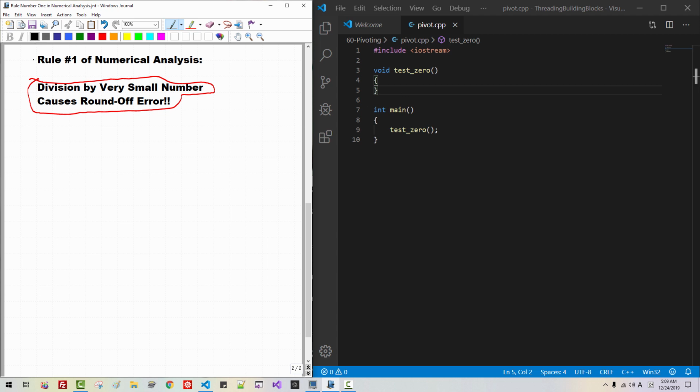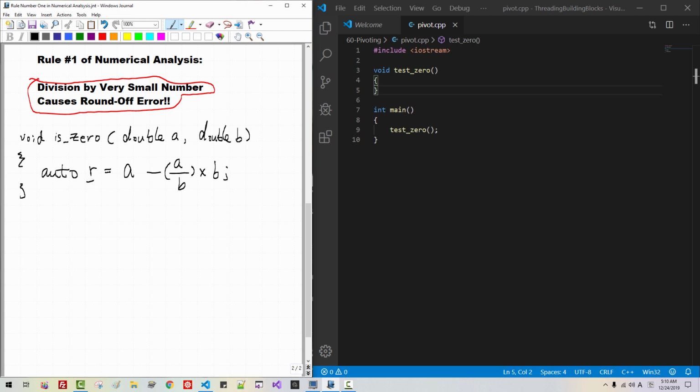So, I will create a function like this. Void is0. This function takes two doubles, A and B. Then it calculates auto R = A - (A / B) * B. Then we print out R. If our computer is a perfect machine, then R should always be 0 because B cancels out, and A minus A is 0. Now let's try this.